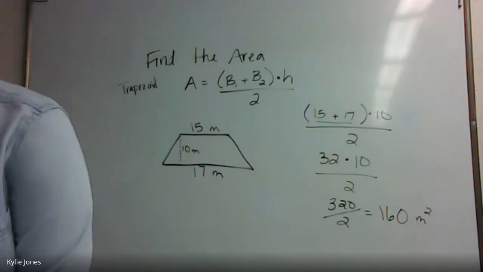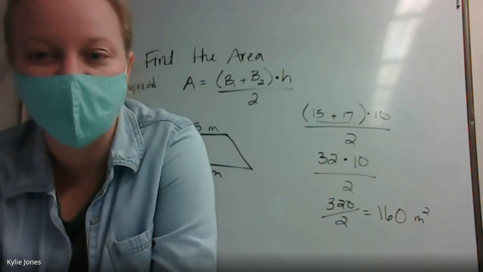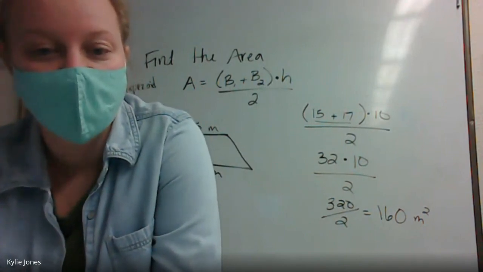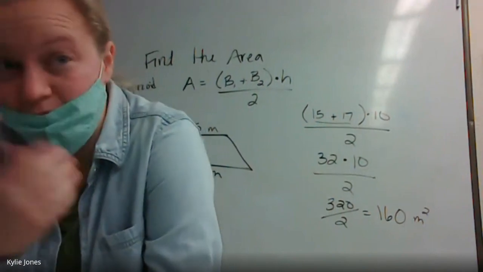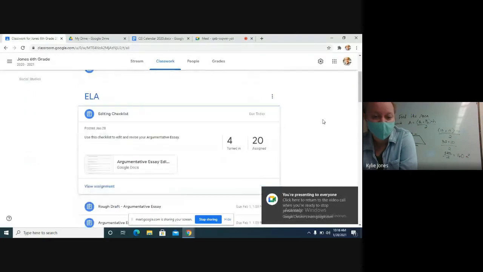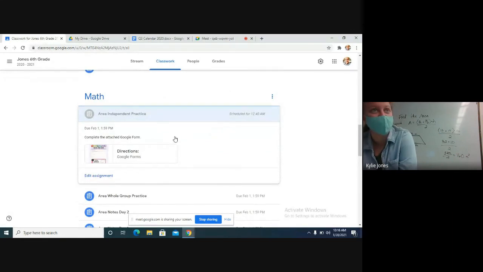Okay, so what we're going to do now is some quizzes. But first, I'm going to show you guys where your assignment is. It's not up yet because, you know, it will post later. So, over on Google Classroom, under Math, your assignment is called Area Independent Practice. It's, I want to say, 10 questions? 15? I don't know. You're finding the area over and over and over again. Okay, so take your time on it. You don't need to rush. It just needs to be completed and done well. This is one of your graded assignments.